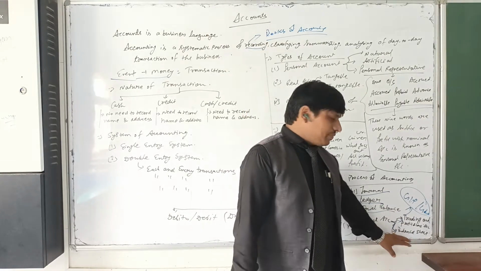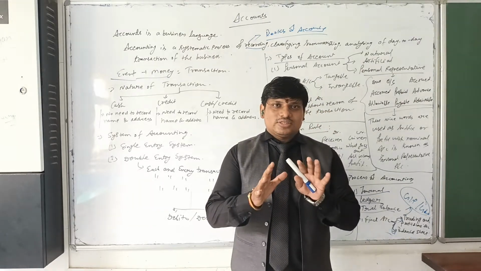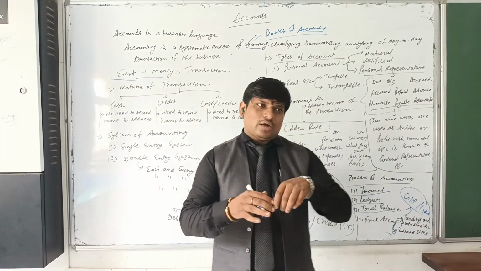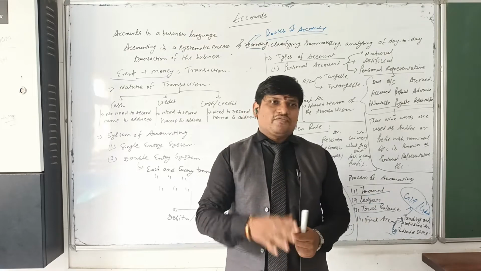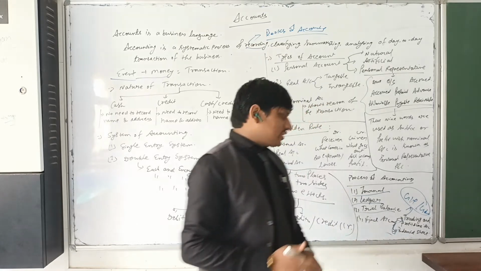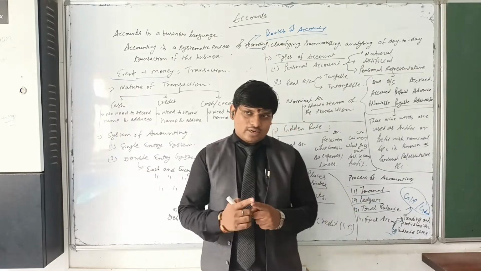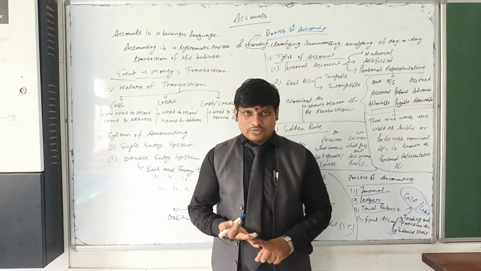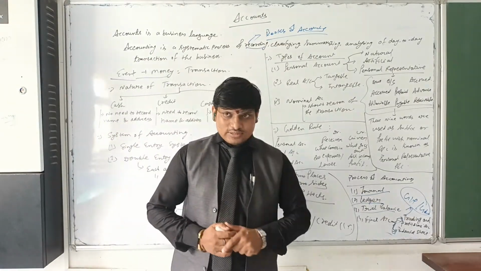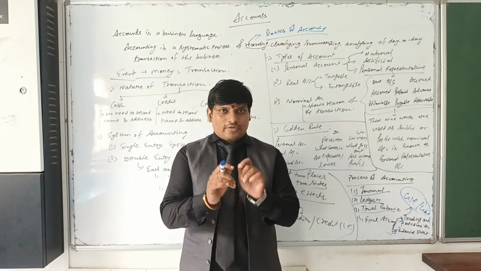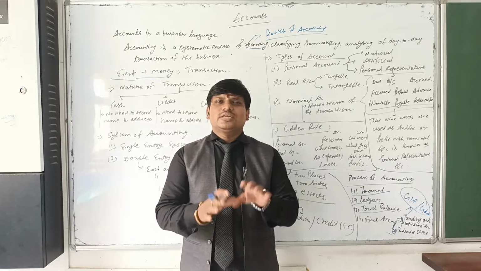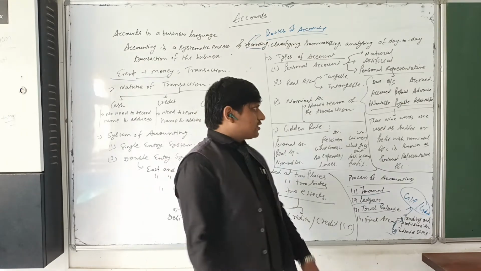After that we prepare the balance sheet, which shows whether our business is going on soundly or not. It means the financial status of the business is shown by the balance sheet. So the process of accounting is mainly four processes: journal, ledger, trial balance, and final accounts. Now the proper definition: accounting is a systematic process of recording, classifying, summarizing, and analyzing the business transactions, that is day-to-day transactions which happen in business.